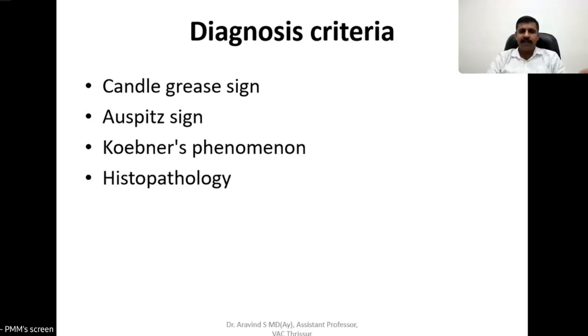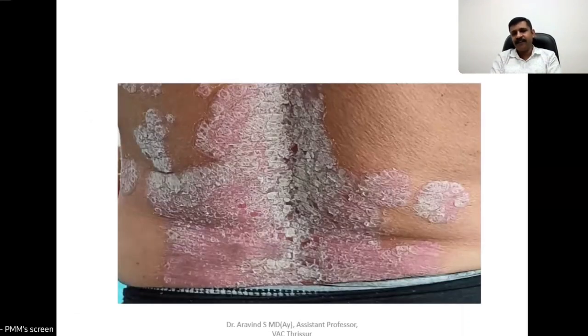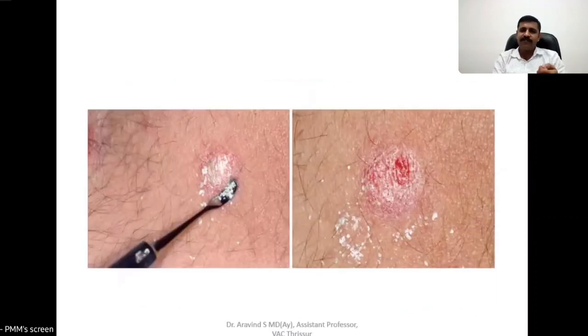Watch it over the microscope, you will find the difference which is happening in this particular skin lesion. Now, this is called the candle grease sign. This is a case which I got in my OPD, and there you can see the candle. You can easily scrape it out just like a candle. In almost all cases, this feature you will get in psoriasis, especially in plaque psoriasis.